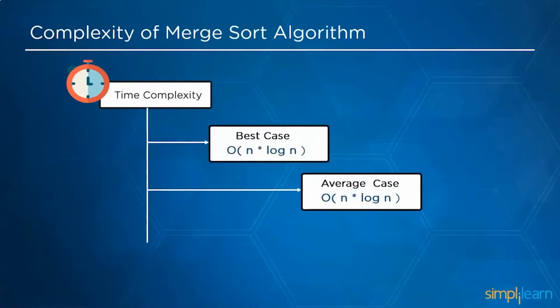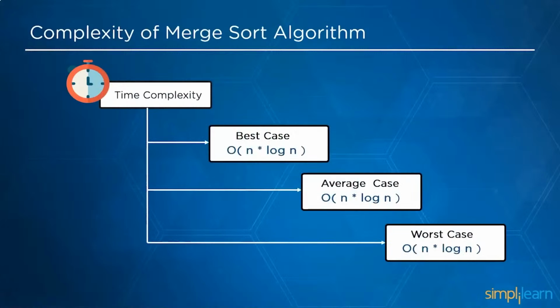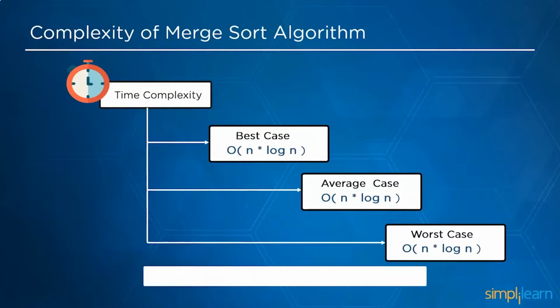First, we will look into the time complexity of the merge sort algorithm. As we all know, time complexity in data structures is divided into best case, average case and worst case. The best case of the merge sort algorithm is big O of n log n. The average case of the merge sort algorithm is big O of n log n. And the worst case of the merge sort algorithm is big O of n log n. The number of elements being sorted is given by n.